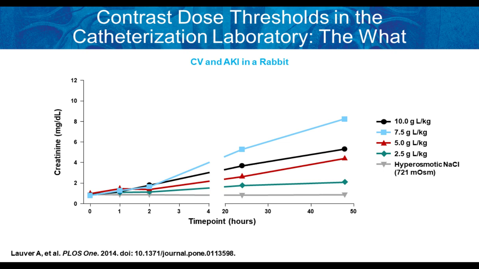So this is work from our lab. This is data showing contrast volume and acute kidney injury in a rabbit model. So what's happening here is we take a rabbit and we give them different concentrations of contrast based on the body weight. And as you can see, as the contrast volume goes up, so we go from green to red to black to blue, the amount of kidney injury as measured by serum creatinine goes up. So clearly showing a toxicity effect of contrast that is directly proportional to the concentration of contrast a rabbit is getting.